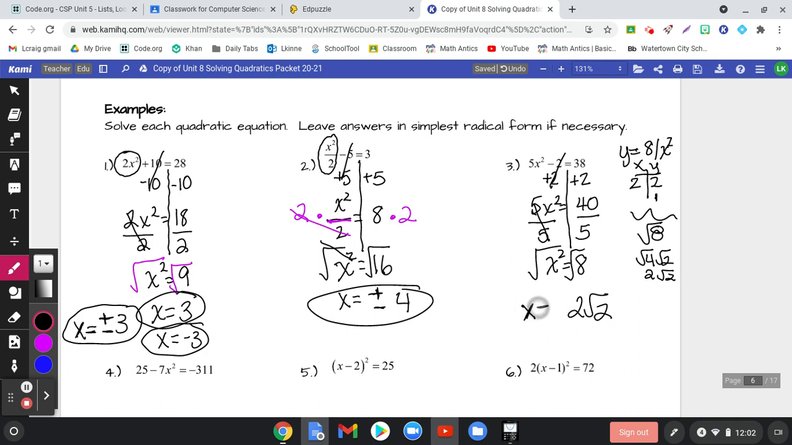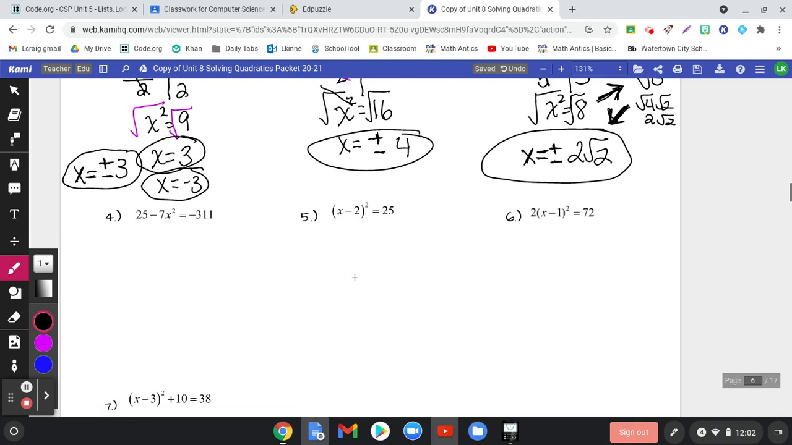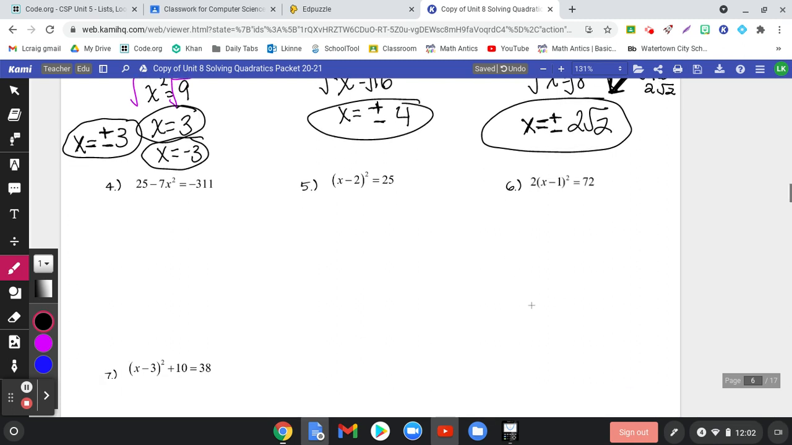But either way, we need to remember that it could be positive 2 radical 2 or negative. So make sure you have both of those signs. So we went from here and then came back to here. Little tricky with that simplifying, I know. All right. Practice makes perfect, though.